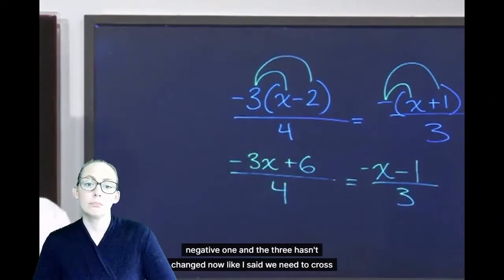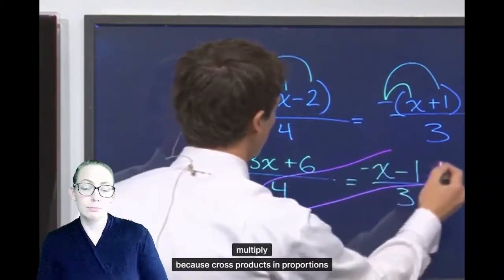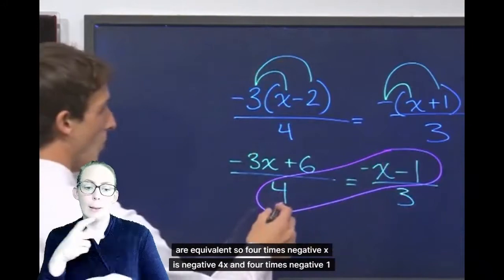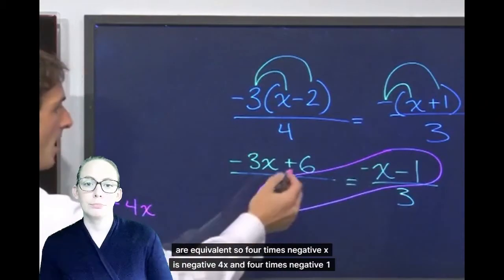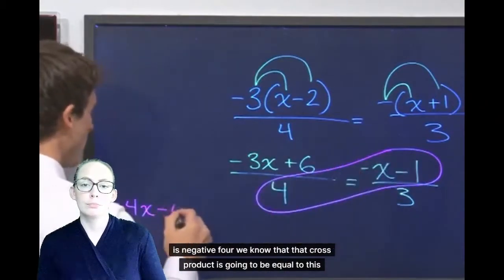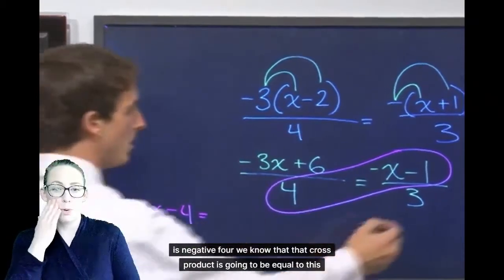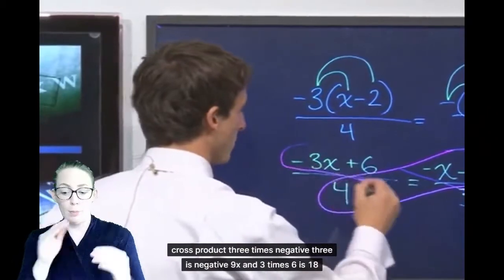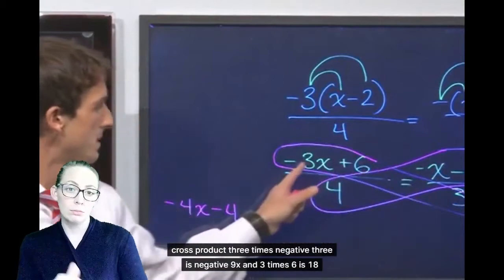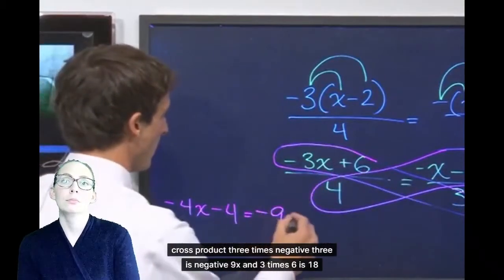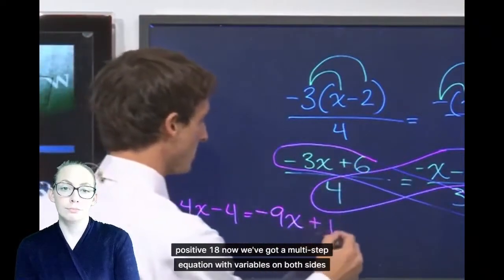Now, like I said, we need to cross-multiply because cross products in proportions are equivalent. So 4 times -x is -4x. And 4 times -1 is -4. We know that that cross product is going to be equal to this cross product. 3 times -3 is -9x. And 3 times 6 is 18, +18.